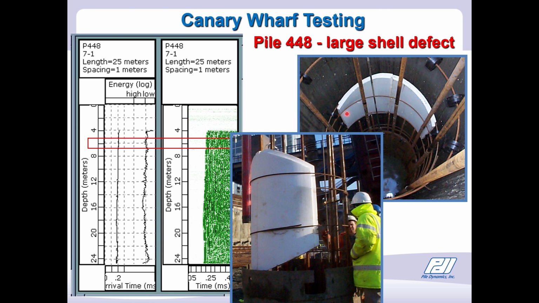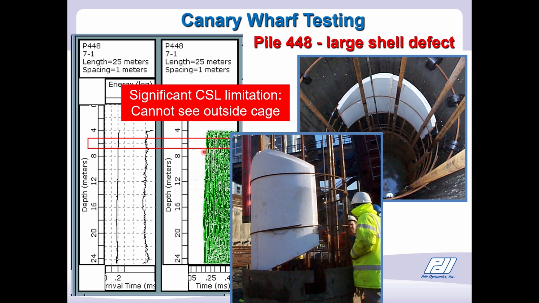In this particular case, purposely a styrofoam shell was put on the outside of the access tubes for testing, and clearly it's not blocking the path between the tubes. And in the waterfall diagram and the first arrival times or the energy, we see no effective change in the signal. We can't detect a defect that's outside the cage. And that is a significant limitation of the crosshole sonic logging method. We can only test the concrete inside the reinforcing cage.